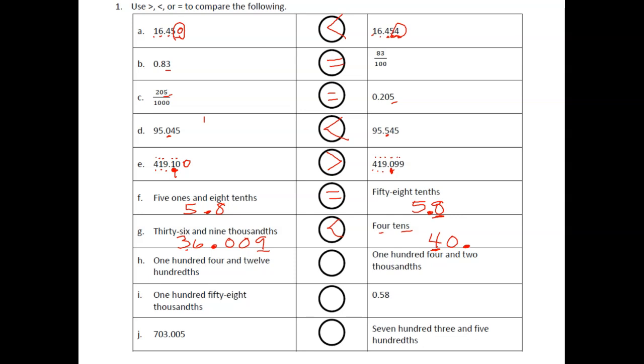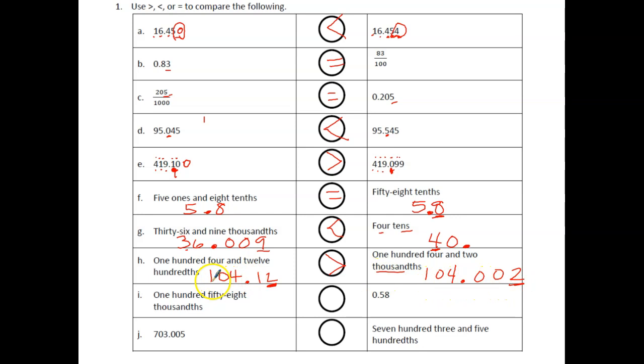All right, moving right along. H, we have 104 and 12 hundredths. On this side, we have 104 and 2, my thousandths place, 2 thousandths. So we know this is going to be the greater than sign, because 104 and 12 hundredths, that 2 is in the hundredths place, not the thousandths place, is greater than 104 and 2 thousandths.